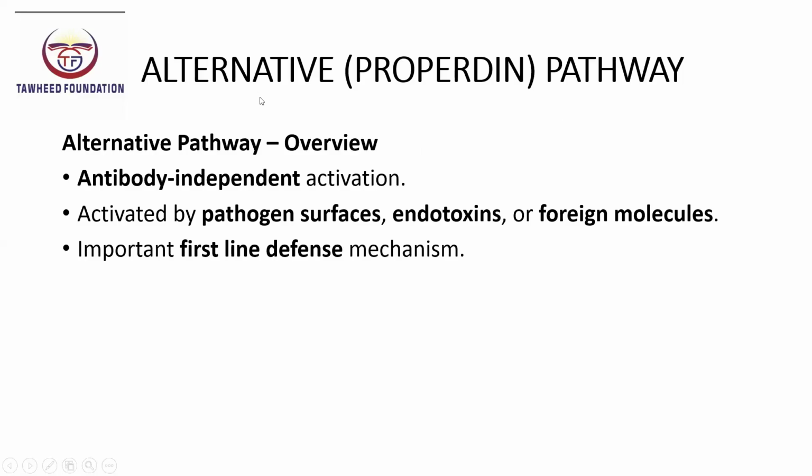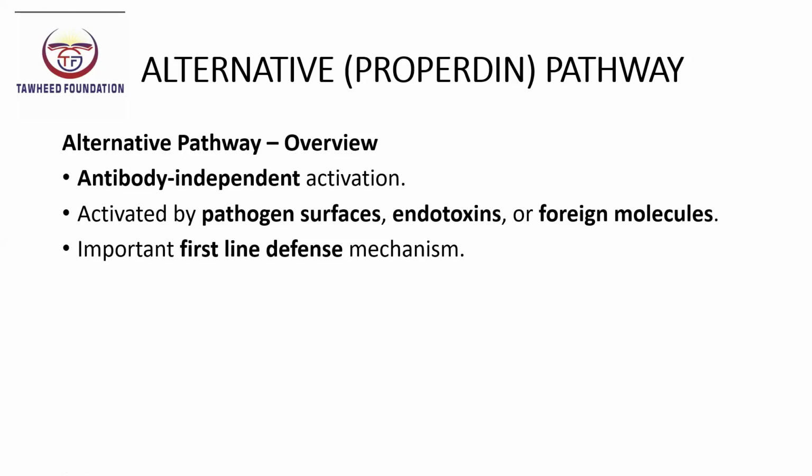Next is the alternate pathway, that is the properdin pathway. The alternate pathway functions as an antibody-independent defense mechanism, meaning it can activate without any prior sensitization or antibody formation. It is continuously active at a low level in the body, providing a rapid first line of defense against pathogens.